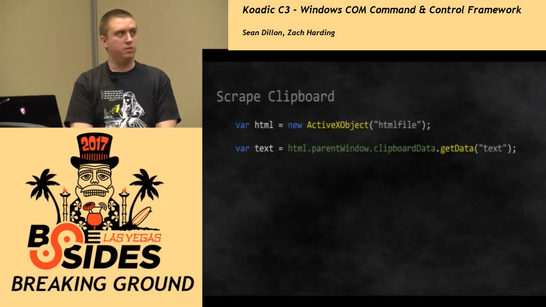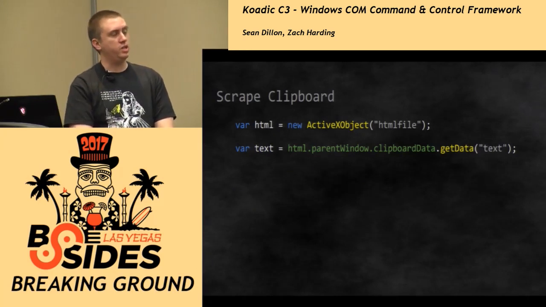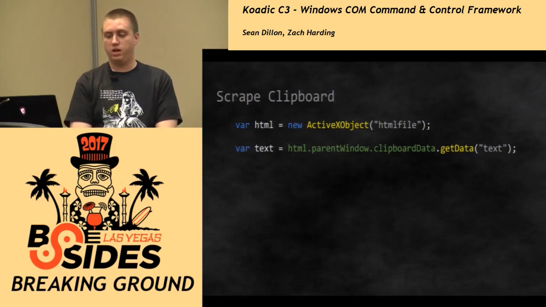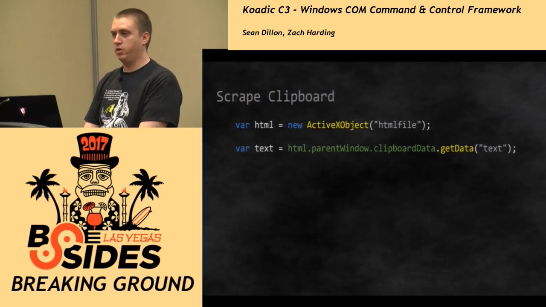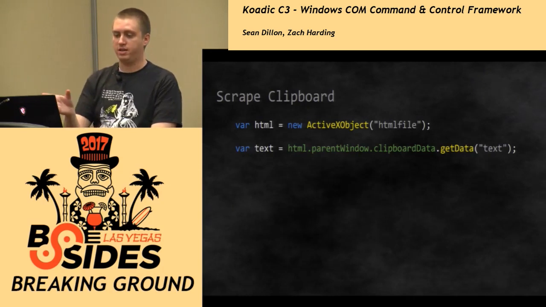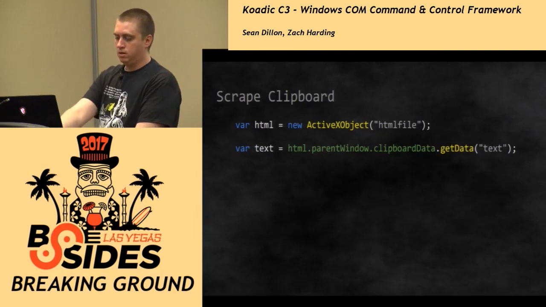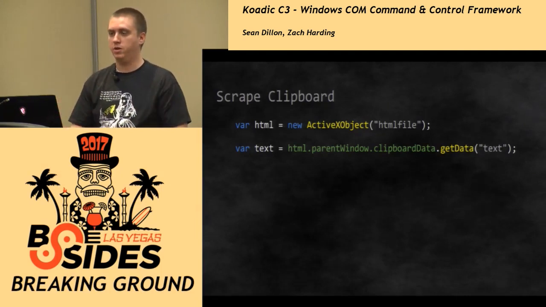So this is an example of instantiating a COM object in JScript. This is the HTML file COM object, and actually from there we're able to get the clipboard data out of that COM object. So you don't have access to Windows API, but you have access to all the interfaces that these COM objects are exposing. And so that's what we kind of explored: what can we do with this attack surface, with all these COM objects?